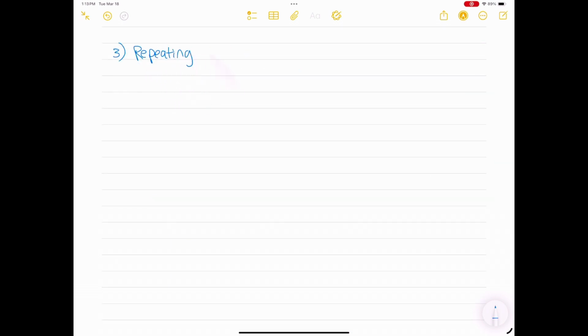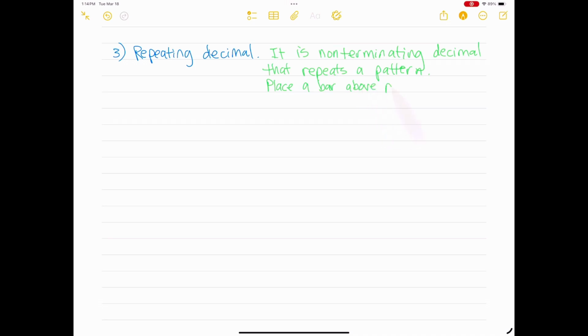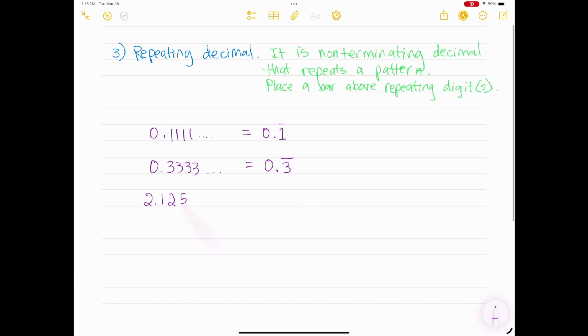And number 3, repeating decimal. It is a non-terminating decimal that repeats a pattern. To write a repeating decimal, we place a bar above the digit that repeats. So 0.111 and on can be written as 0.1 with a bar over it. 0.333 and on equals 0.3 with a bar over it. 2.125454 and repeating equals 2.1254 with the bar over the repeating 54.